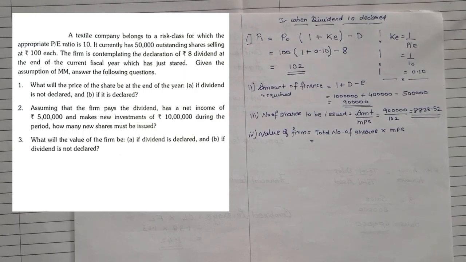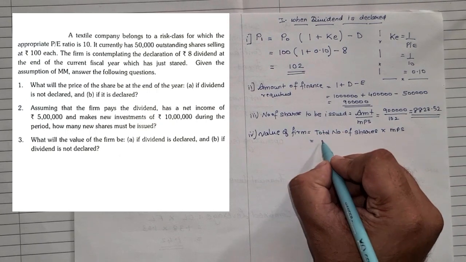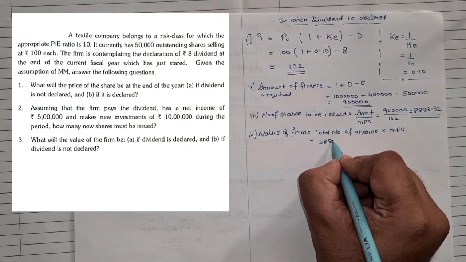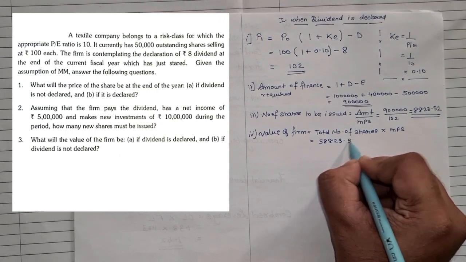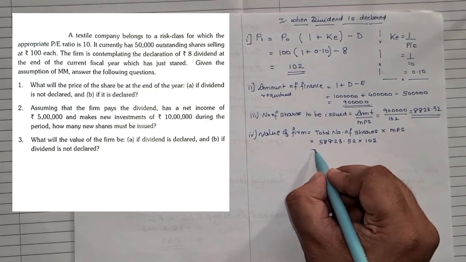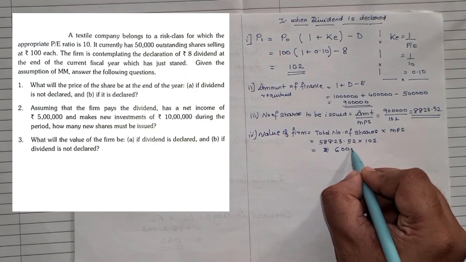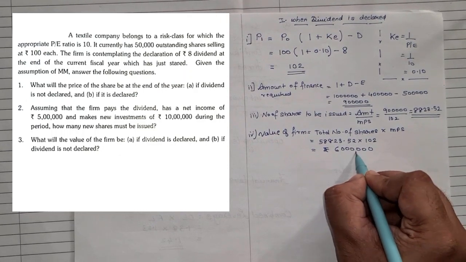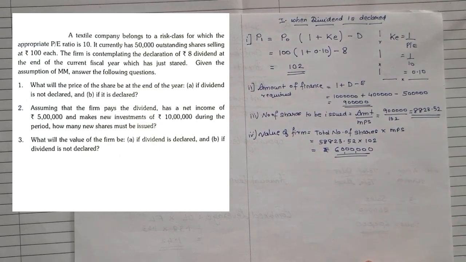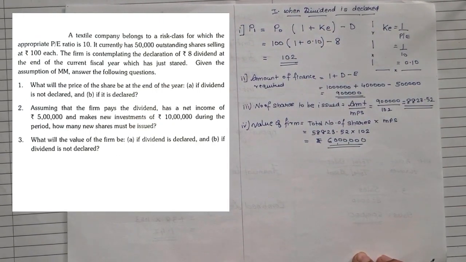Now total number is very simple. In the question they already said the company had 50,000 shares and now the new number is 8,823.52. So in total we have 58,823.52 shares into the market price, that is 102. When you multiply this, you will get your value of the firm, which will be around 60 lakhs. Okay, so this was the solution. These are the things they had asked us to find. So we have found all, but this is as per when dividend is declared.